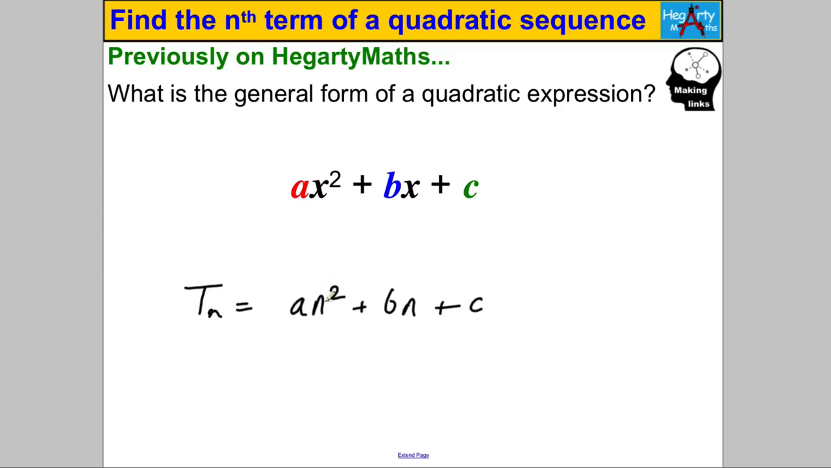The reason that's quadratic is that the highest power of n is n squared, and there may or may not be n's and numbers, but you certainly will have some amounts of n squared. So when we find the nth term of a quadratic sequence, it will look something like this. For an a we need to find, for a b we need to find, and for some c we need to find. Now let me show you the theorem.